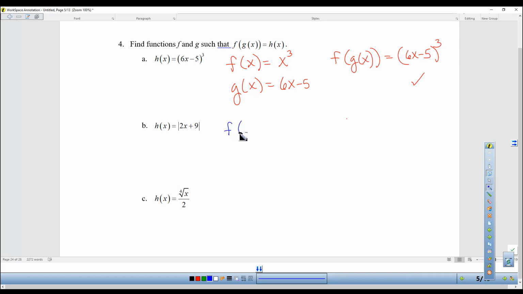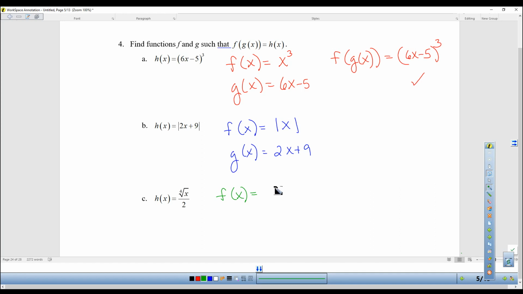Of course, I'll do them for you. F of x is equal to the absolute value of x. Think of it as the outer function. And then G of x is 2x plus 9. It's the inner function.